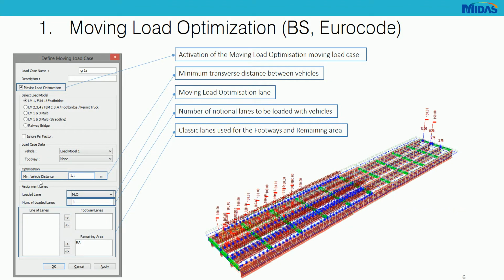Now another addition is in the way we define the moving load cases. Now we have this option here called moving load optimization. When we tick this on, we have an option where we can now choose the optimization lane. Also we have an option for defining the minimum distance between vehicles when it does the transverse optimization, and also the number of loaded lanes, and we can also define the footway and the remaining area.